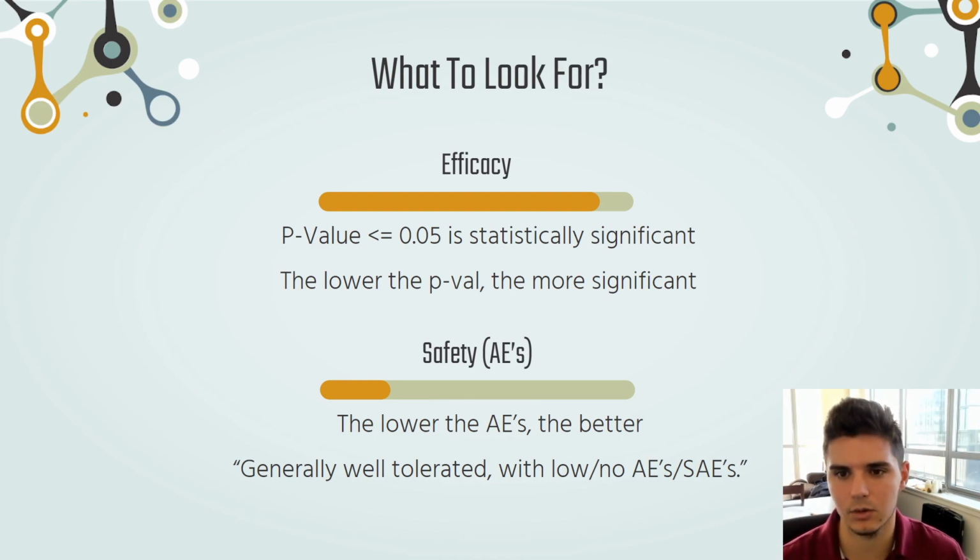When we're looking at prior data, we're looking for efficacy. So we want something that's statistically significant in the results, which has a p-value of less than or equal to 0.05. And the lower the p-value, the more significant the results. So the better the efficacy, the better it works. And we're also looking for a good safety profile. So low or no adverse events, AEs, and hopefully low or no SAEs, serious adverse events. And in press releases, generally the companies will say it was generally well tolerated with no or low AEs and SAEs, but it's always good to look at the actual results and numbers and check for yourself.